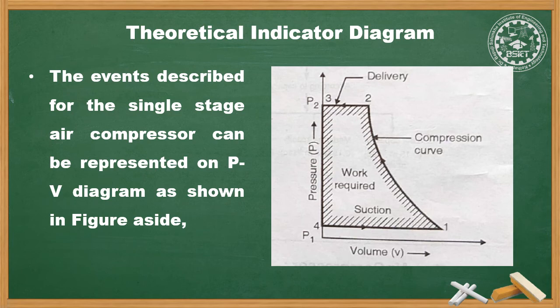The net work required is represented by the area 1-2-3-4 in the figure given aside. The amount of work done on air will depend upon the nature of the compression curve, that is isentropic or isothermal. But in actual practice, compression will be achieved between isentropic and isothermal.